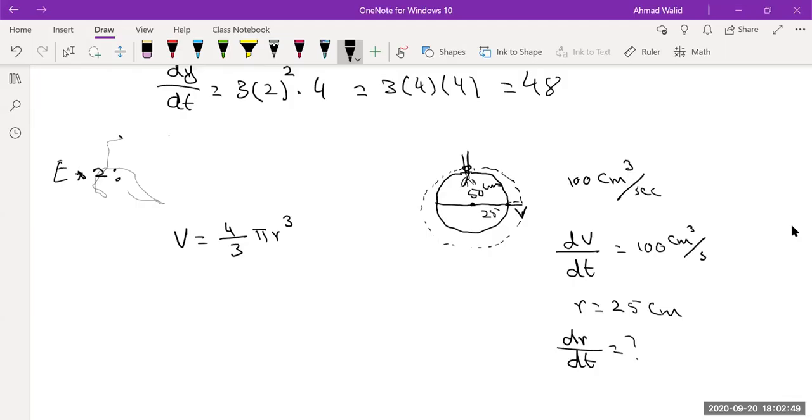Step 2, take the derivative of both sides implicitly in respect to t. It means d/dt of V equals d/dt of 4/3 pi r cubed.